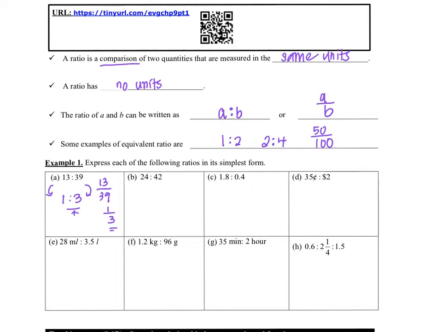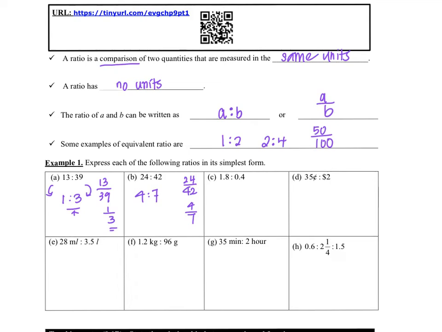Alright, so what about 24:42? What are the common factors? 24 can be divided by 6, 42 can be divided by 6. If not, I can press 24/42 in my calculator, and the calculator shows me 4/7. So that means in this case, I can divide both sides by 6, and I'll simplify my ratio to be 4:7.